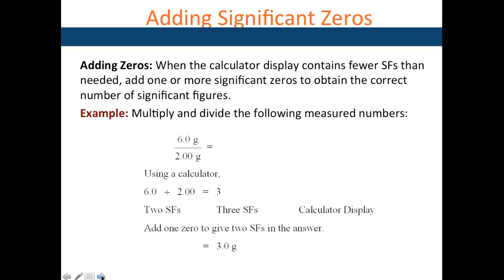Now, if your answer doesn't have the proper sig figs, you can definitely add more zeros after the decimal point to give you as many sig figs as you want. So for example, 6 divided by 2 gives you 3, and that comes out as 1 sig fig. However, in your answer, you should have 2 sig figs. So you can put a decimal point and then a 0 to give you that 2 sig figs.